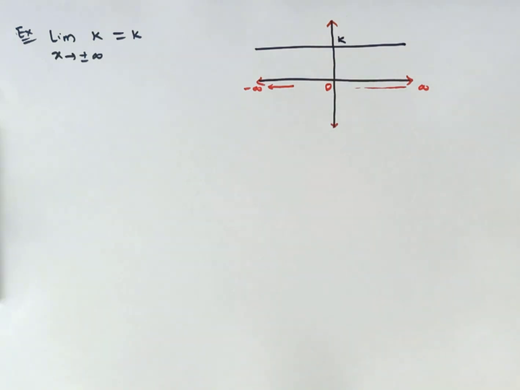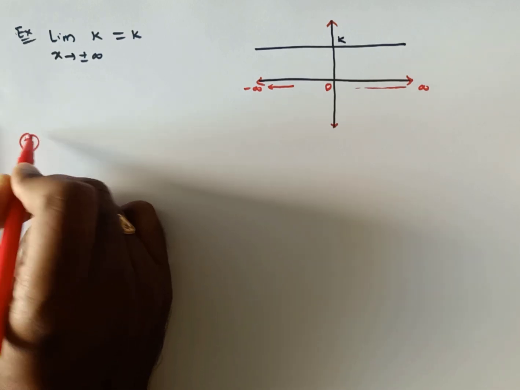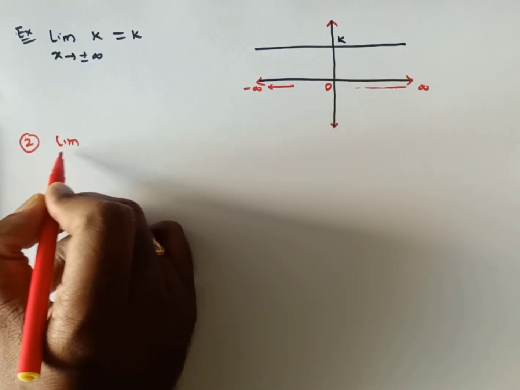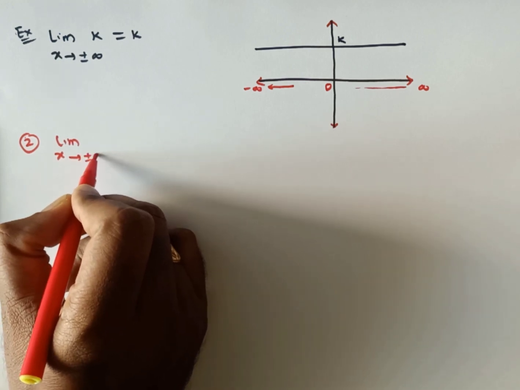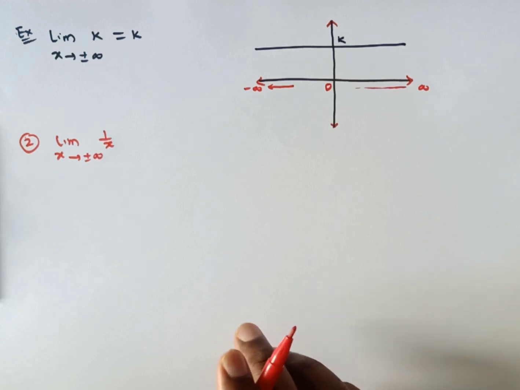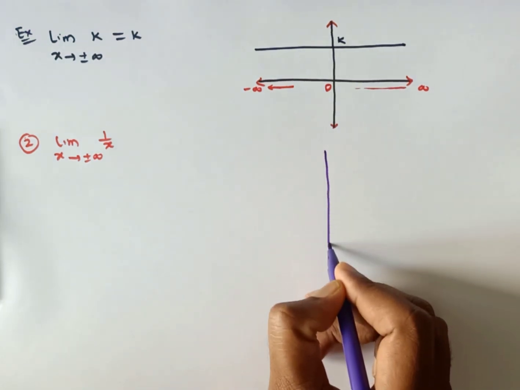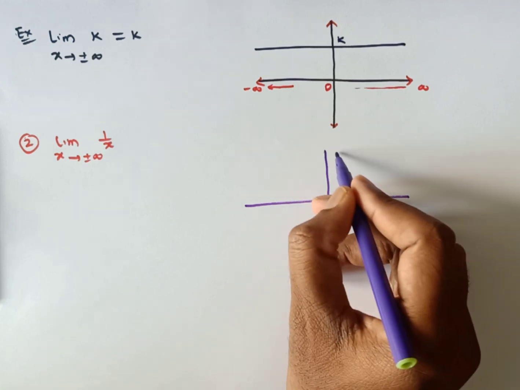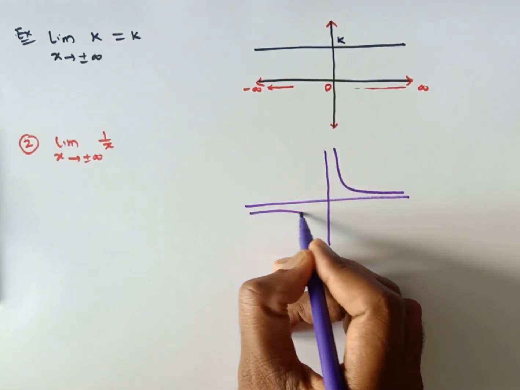Now the second example: limit as x tends to plus infinity or minus infinity of 1 by x. Do you know the graph of 1 by x? The graph of 1 by x in the plane lies in the first quadrant and the third quadrant, right? So this is the graph of 1 by x.